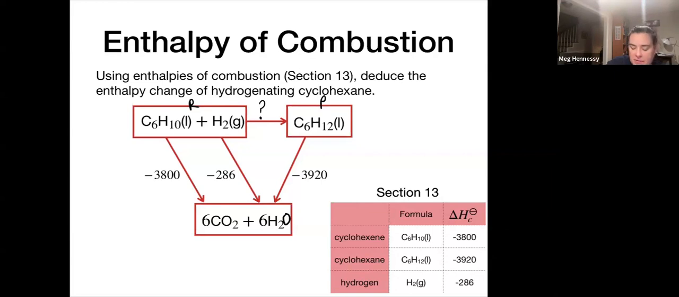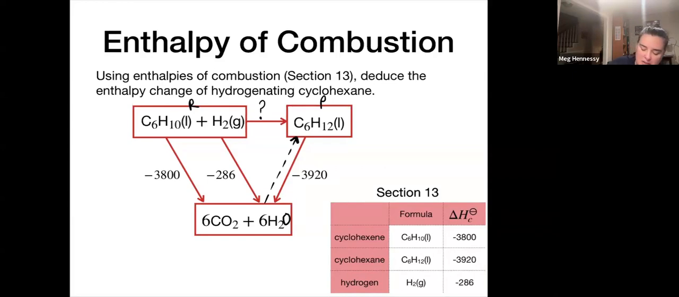I can't get directly from the reactants to the products. I've been told that I have to go to section 13. When I go to section 13, I find these values, but they all refer to burning the stuff. So they all go in the down direction. What I'm going to have to do is, of course, flip the reaction on the right. I want to uncombust the cyclohexane.